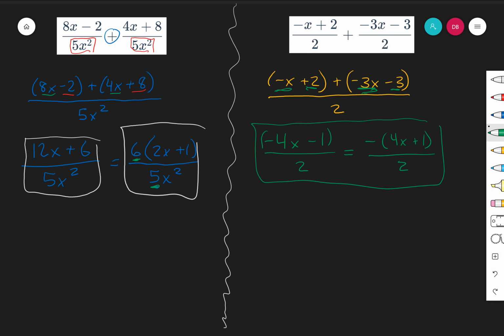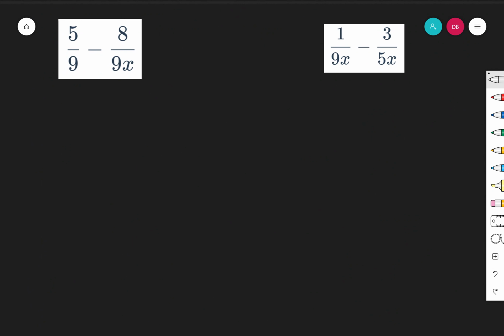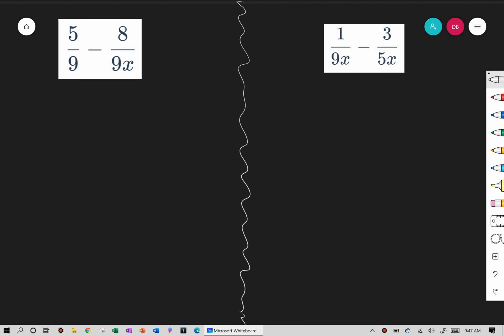Okay, let's bring it down. Let's continue my little white squiggly line so that I can separate the two problems. Okay, so notice here, first off, this is now subtraction, but also there's no common denominator.